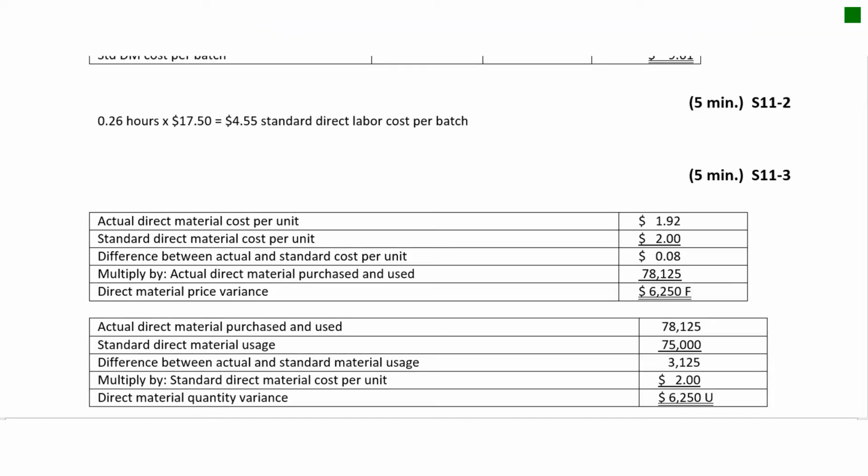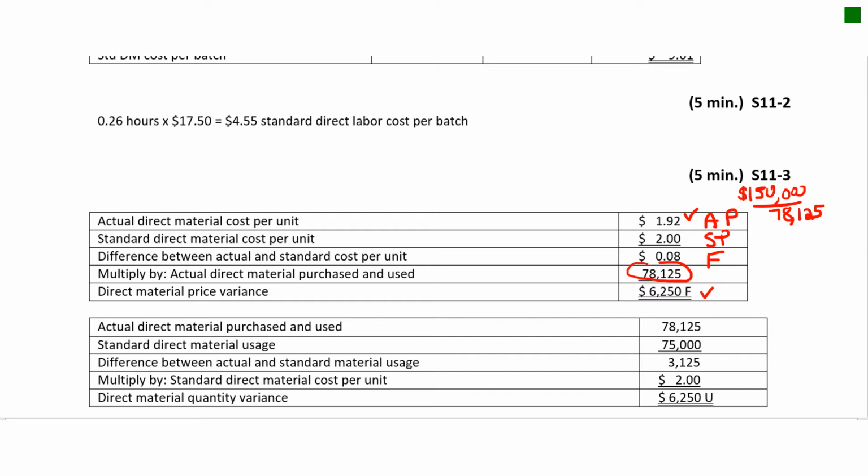So again, to get the price variance, notice this $1.92. I told you in the previous slide, that's where you had to take the actual cost, which was 150,000, and divide it by 78,125. So you've got the actual price. The standard price was given at $2. Notice you are paying less than the standard price by 8 cents. That is good. That's favorable. You multiply by the actual quantity purchased, which is 78,125. So you get a favorable price variance.